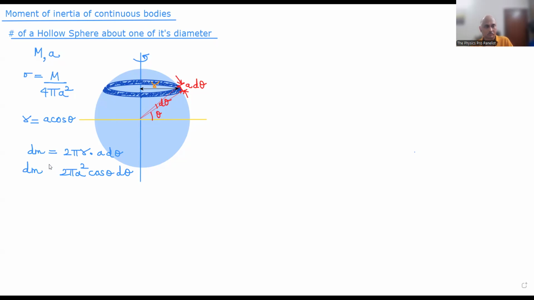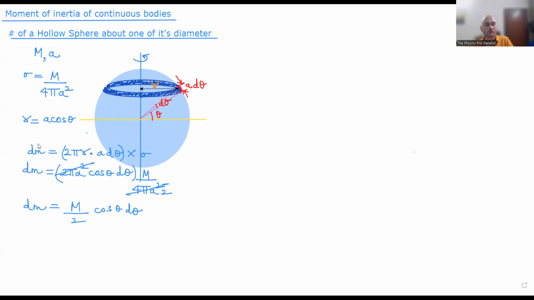सर, ये dm में M/4 पाई a स्क्वायर से मल्टीप्लाई नहीं होगा? अच्छा, ये तो अभी एरिया हुआ ना बेटा, इसको multiply करोगी सिग्मा से। बिल्कुल सही है, सही बोल रही हो तुम। So this is M upon 4 pi a square. So these two cancel out. This is 2. So this is M by 2 cos theta d theta. This is dm.